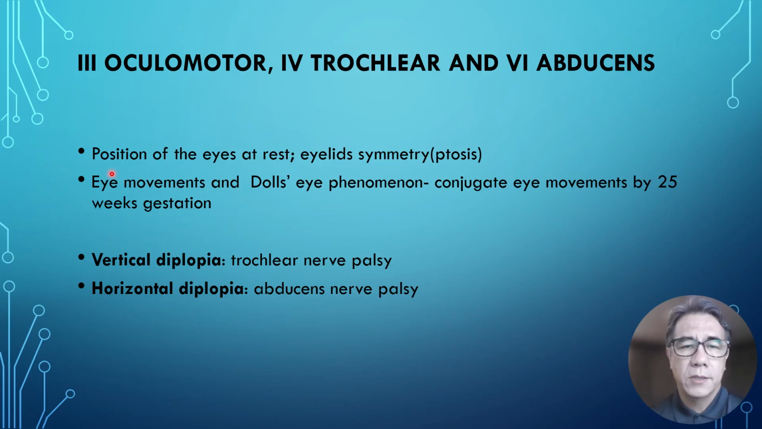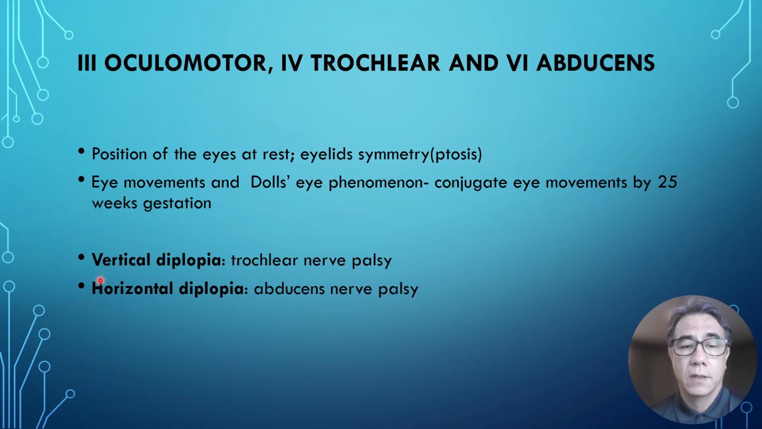And when a patient's extraocular muscles are tested, the first thing to observe would be the position of the eyes at rest and the eyelids, whether they are symmetric or asymmetric, or whether the patient has ptosis or lid lag. Eye movements and Doll's eye phenomenon, or conjugate eye movements, are elicited by 25 weeks gestation.